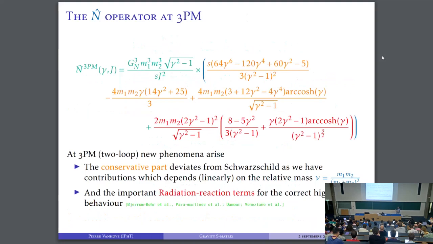But then if you go to 2 loop, which is 3 PM, you start seeing that actually the computation deviates from having a test particle in a Schwarzschild background. The functions that appear there are a little more complicated. You have this Arcosh, so this is the relativistic invariant factors. And the important part is this red piece, which is the radiation.